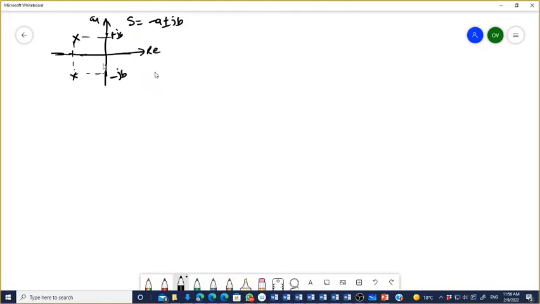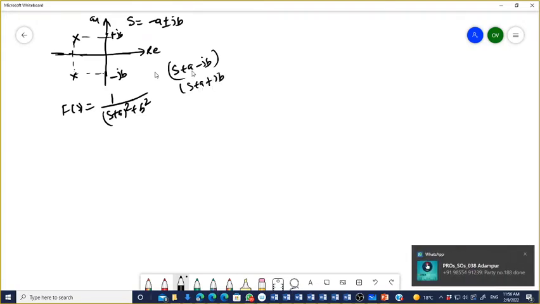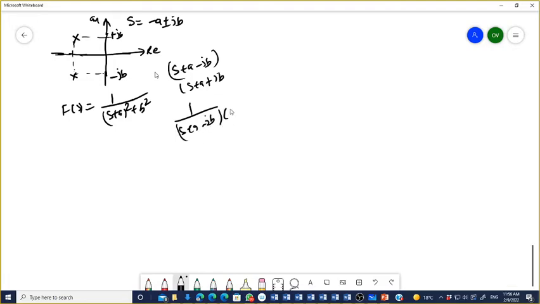So what is your comment on this type of function? F(s) equals, you can see, 1 upon (s plus a) whole square plus b square. Am I right? Yes or no? Because the poles are s plus a minus jb and s plus a plus jb. So 1 upon (s plus a minus jb) and (s plus a plus jb) becomes 1 upon (s plus a) whole square plus b square.